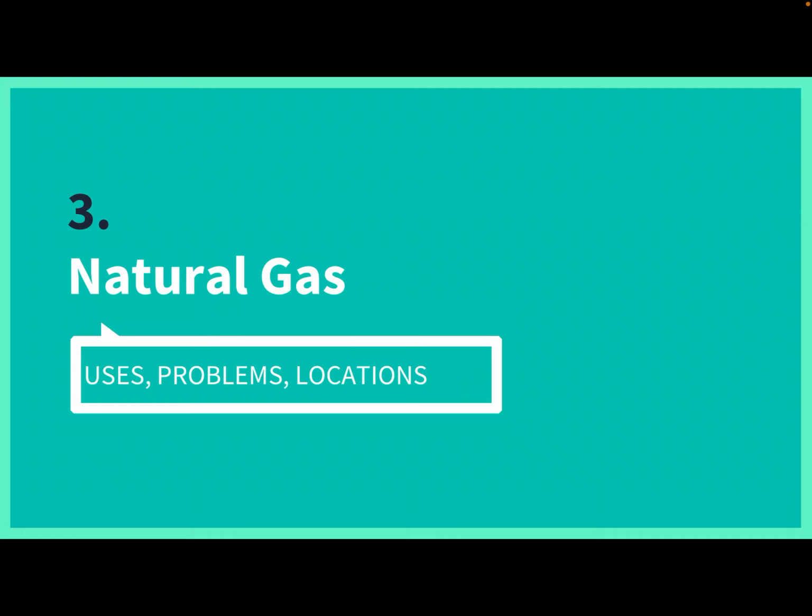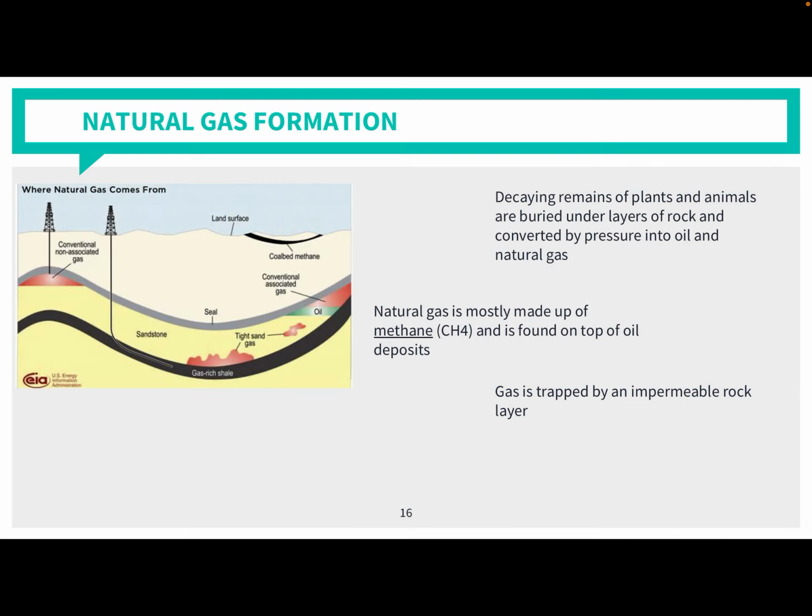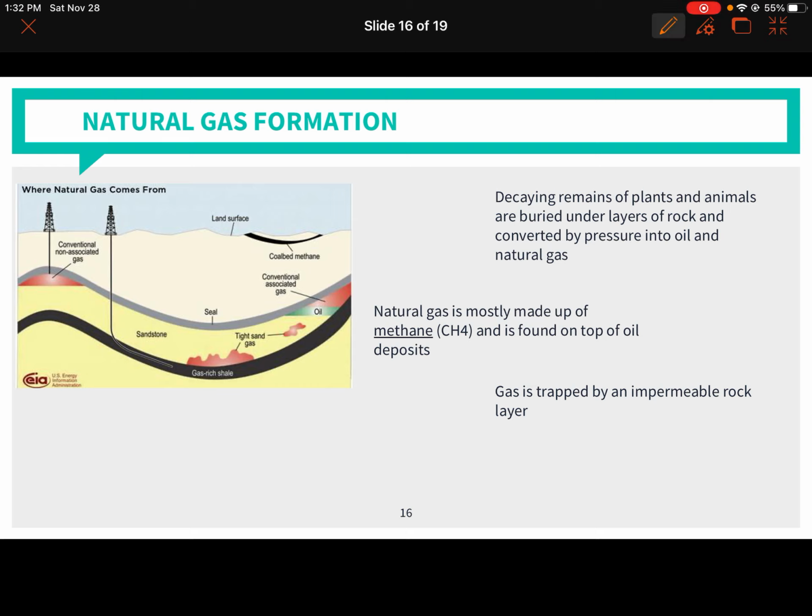Last but not least, we have natural gas. So natural gas is a process similar to the oil. This is the gas portion of the decaying organic matter. It's mostly in marine organisms. So the decaying remains of the plants and animals are buried under the layers of rock. Over time, they are converted by pressure and heat into natural gas. Natural gas is mostly made up of methane, which is CH4, which is a greenhouse gas, and is found on top of the oil deposits.